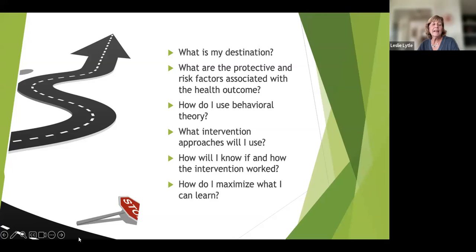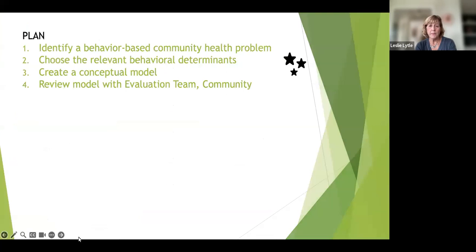How will I know if and how the intervention worked? And how do I maximize what I can learn with every iteration to make sure that my research or my program planning is progressing with each iteration? My book describes the design process as having 4 phases and 12 steps. And the first phase is the plan phase.